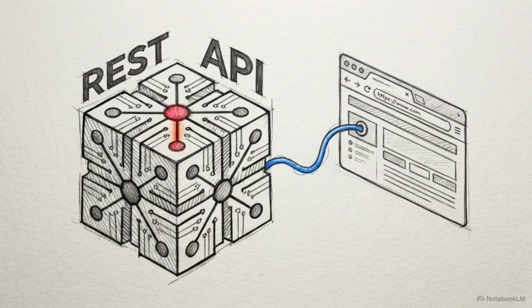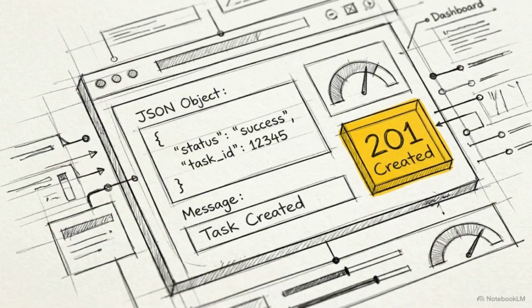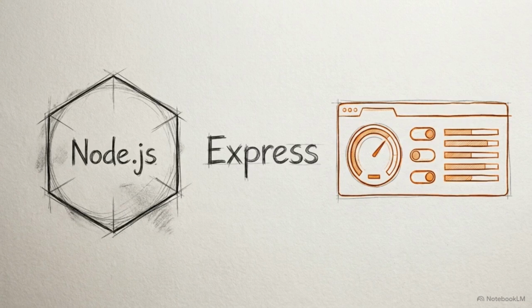Let's build a functional REST API from scratch using Express.js. This mockup shows our target, a system where sending a request triggers a task-created success message, confirming the backend is processing data correctly. To follow along, make sure you have Node.js and Express installed, alongside the Postman application.